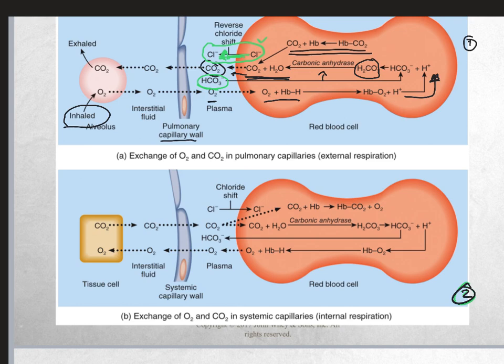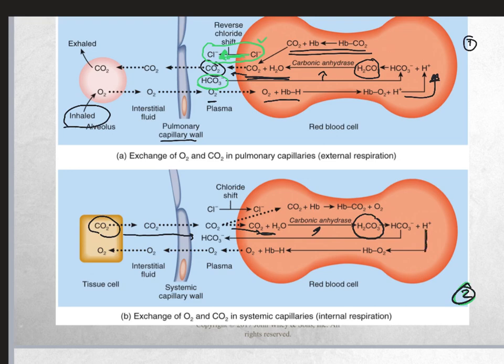So let's take a look at what's going on. Here comes CO2. We need to load it. It's going to diffuse through that capillary wall and move its way into the red blood cell. It's going to use carbonic anhydrase. So again, we're catalyzing this reaction to make carbonic acid. Again, this is a weak acid, so hydrogen is going to dissociate relatively quickly.